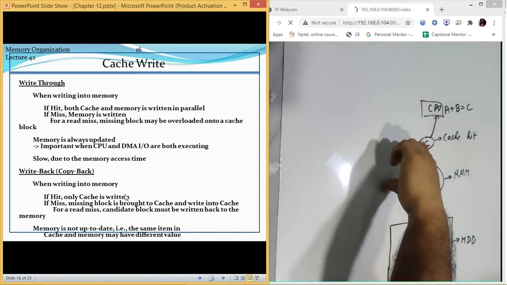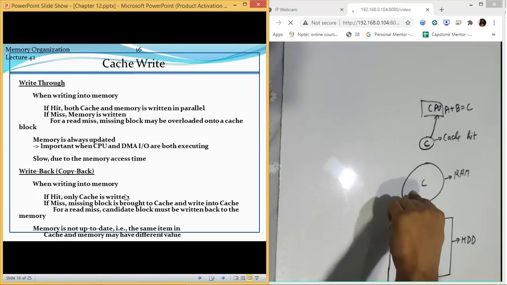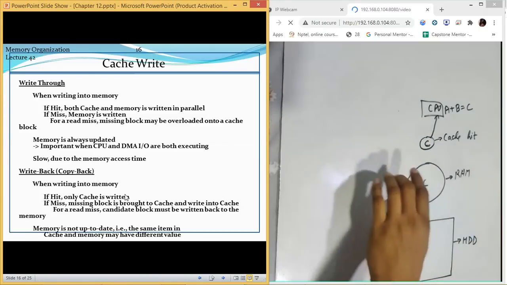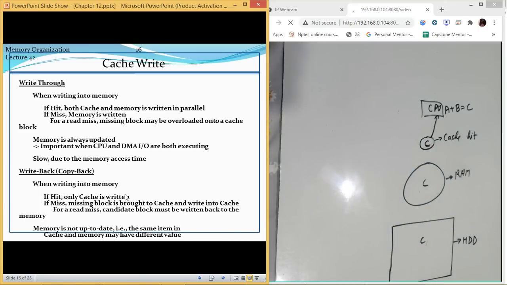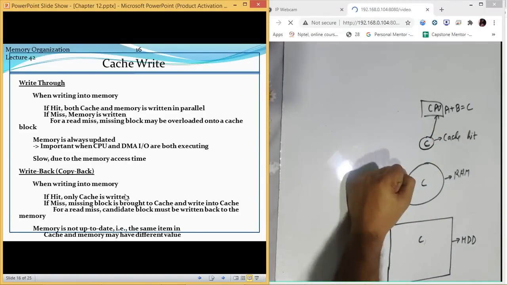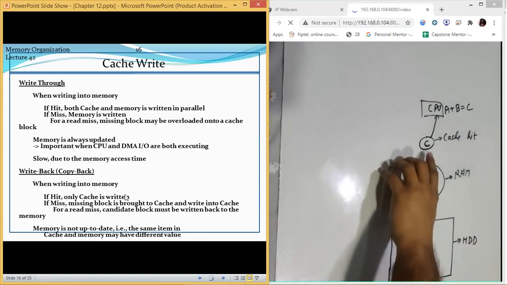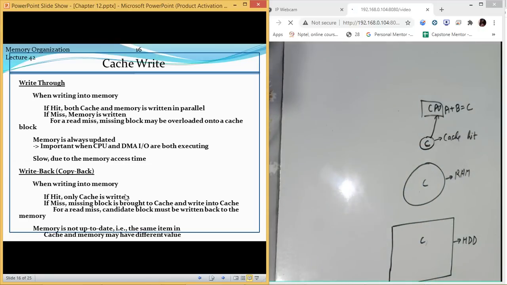Till the time we are not updating it, we are going to hold that value. We don't write it inside the RAM. But in the case of write through, whenever this data is updated, it will be written to the RAM at the same time. While in write back, we are going to hold the data till the time we are not going to replace this data from cache. That is the difference between write back and write through in simple words.